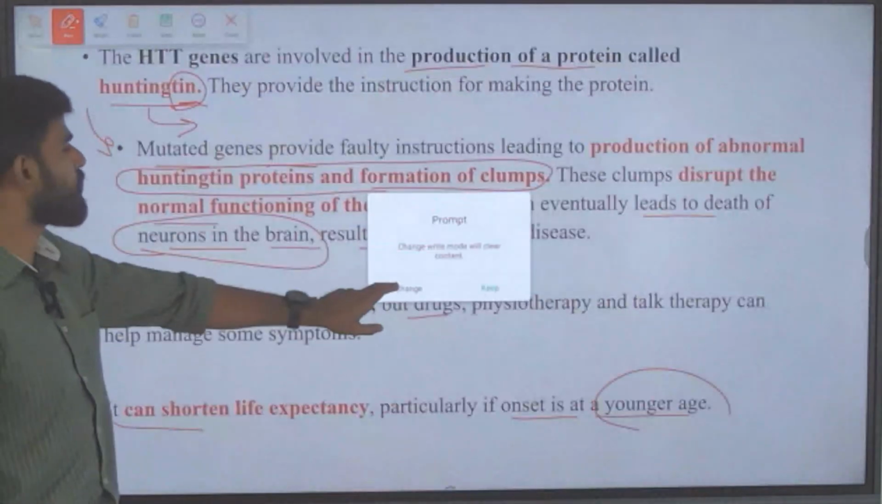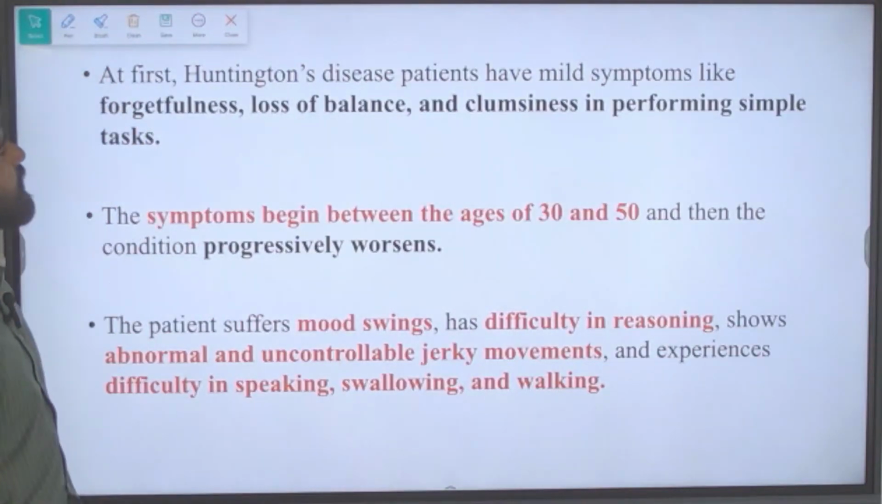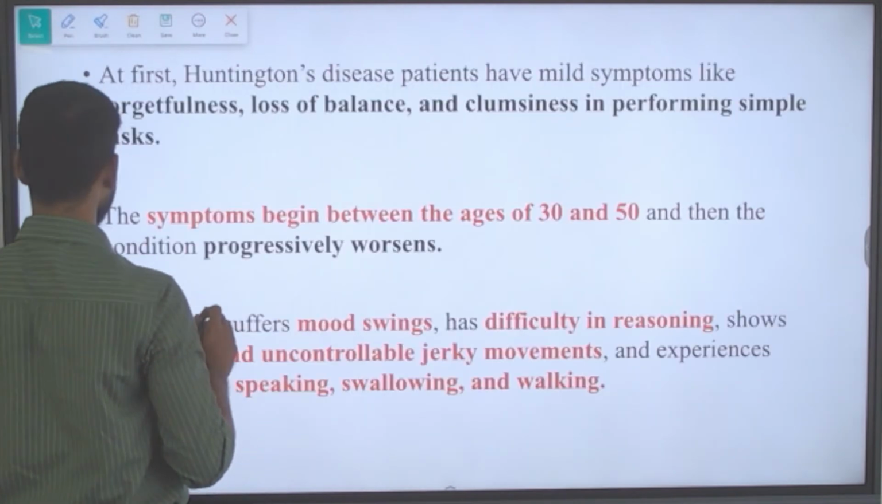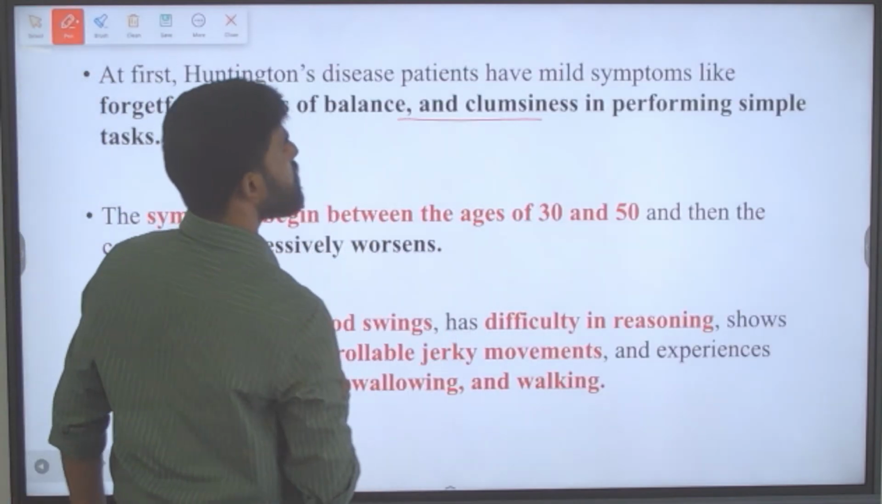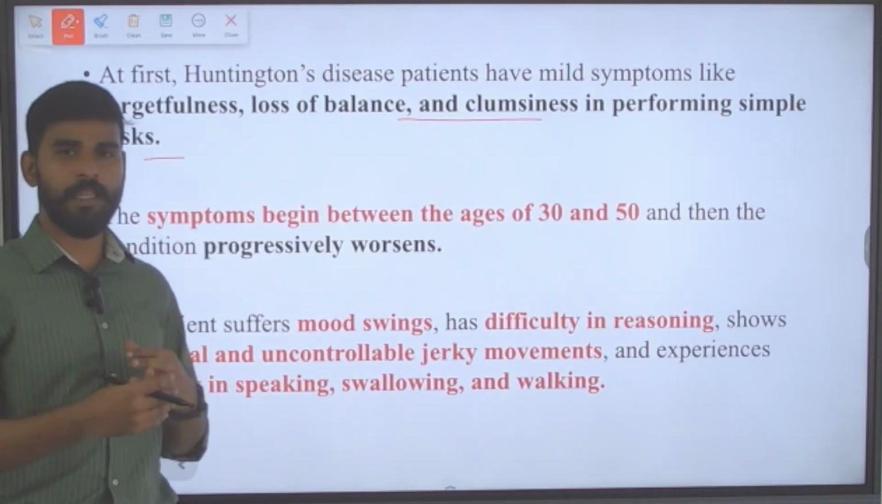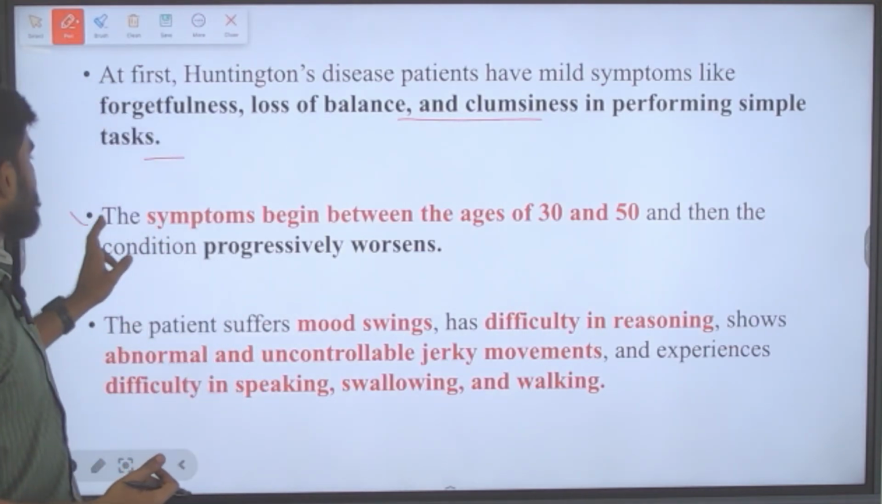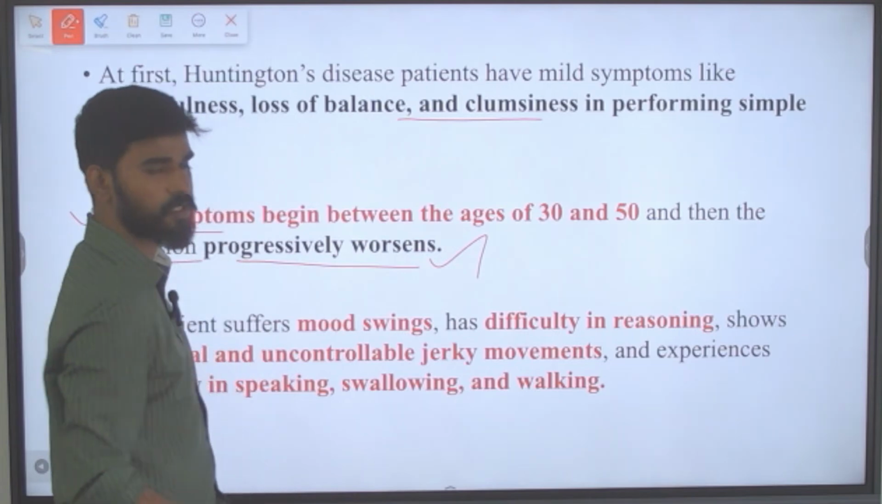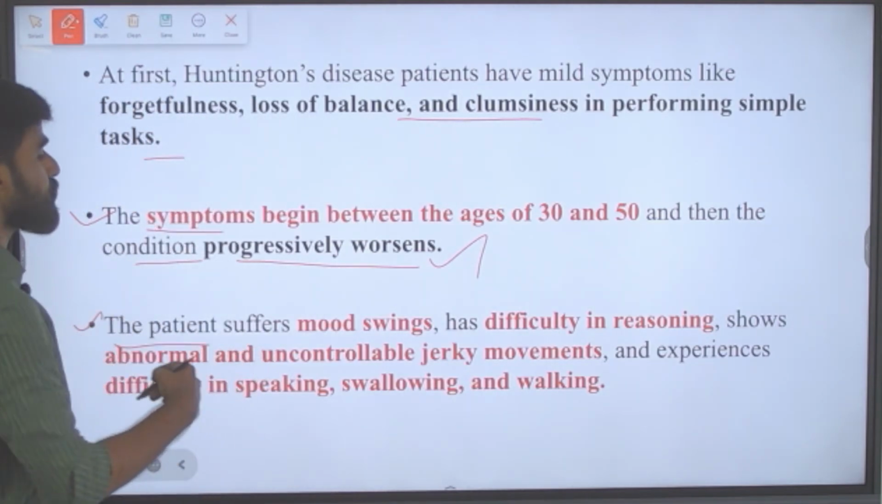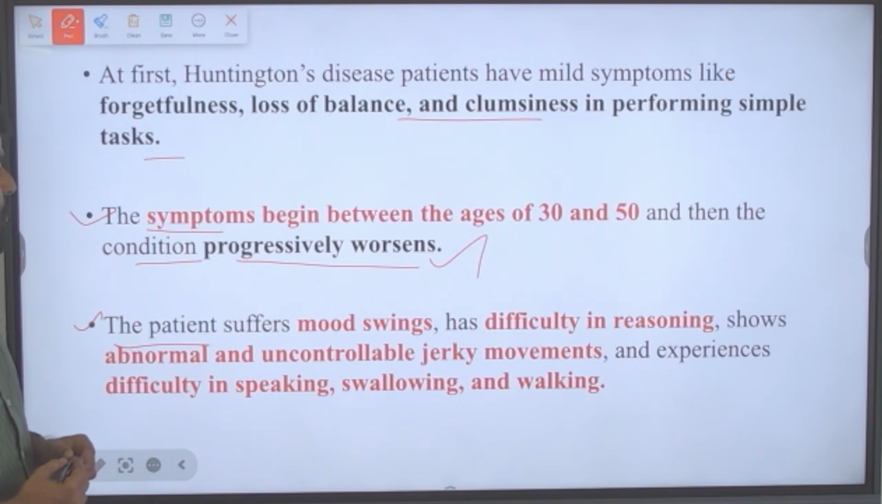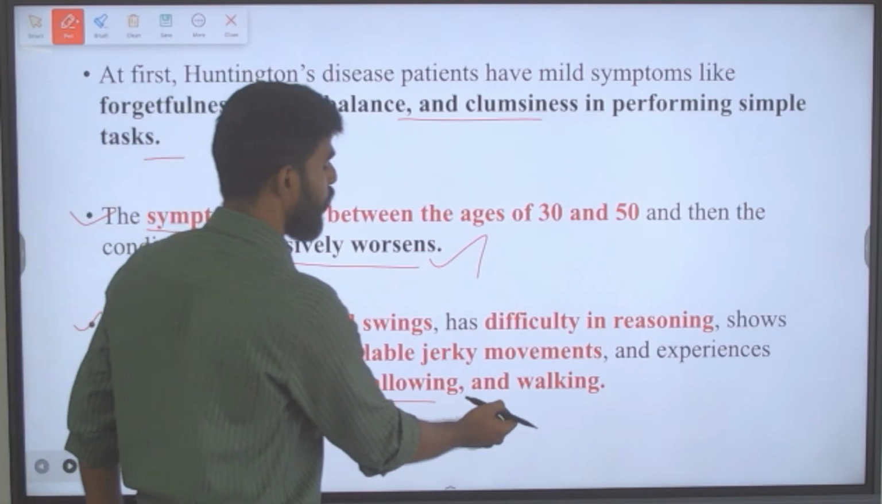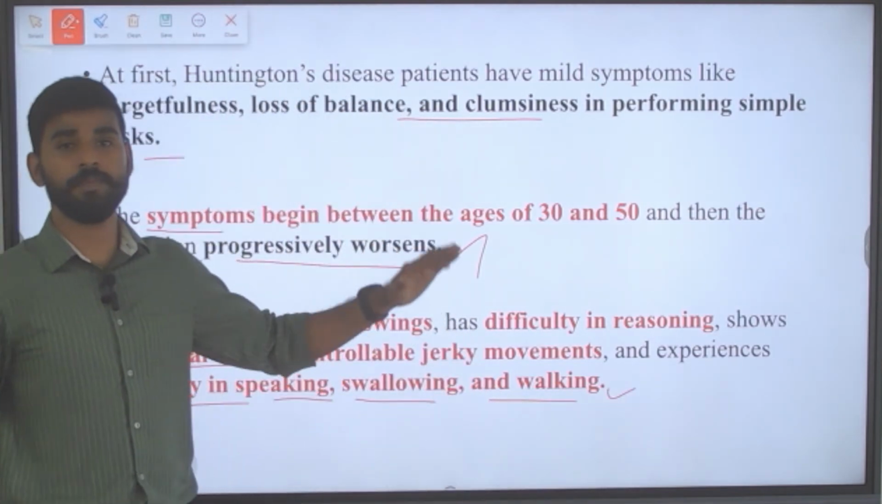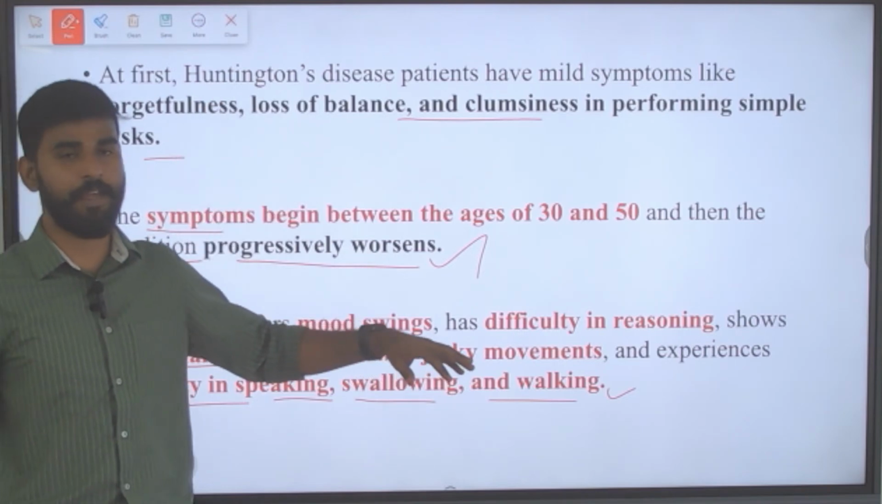What else do we have to understand about this particular disease? At first, Huntington's disease patients have mild symptoms like forgetfulness, loss of balance, and clumsiness when they perform even simple tasks. The symptoms begin between the age of 30 to 50, and then the condition progressively worsens day by day. The patient suffers mood swings, has difficulty in reasoning, shows abnormal and uncontrollable jerky movements, and experiences difficulty in speaking, swallowing, and even walking. So these are all the symptoms, and how they progress day by day.